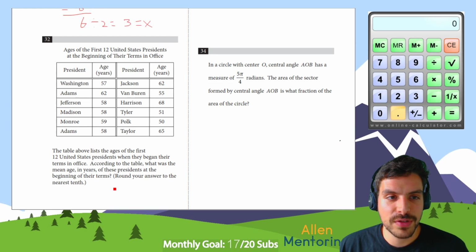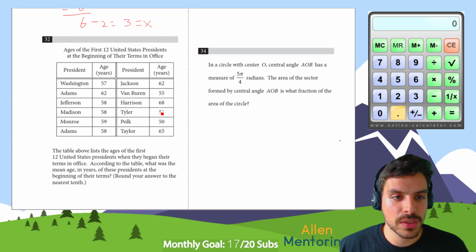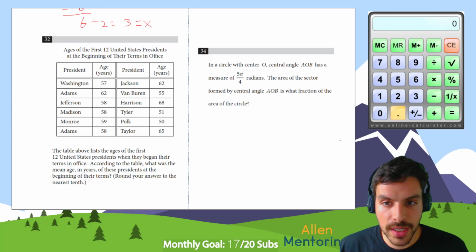So in our case, we have 12 different numbers. So we'll have to add up all of these ages and divide by 12. So let me get to my handy dandy calculator, which you can use in the calculator portion.